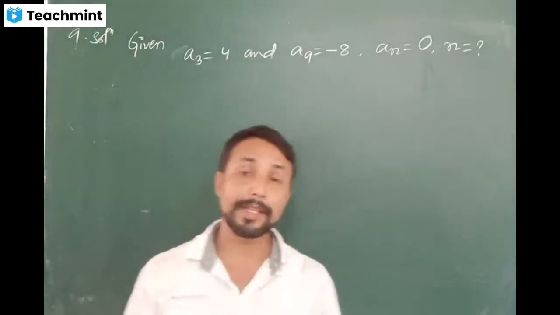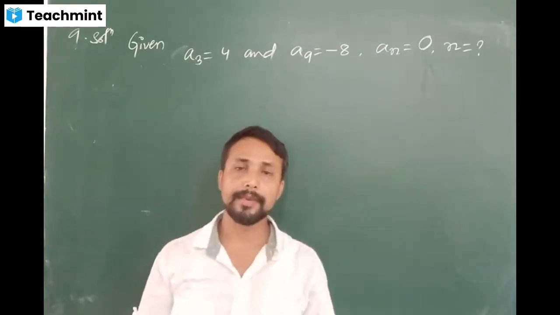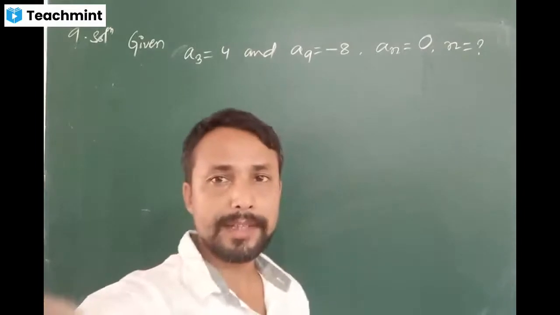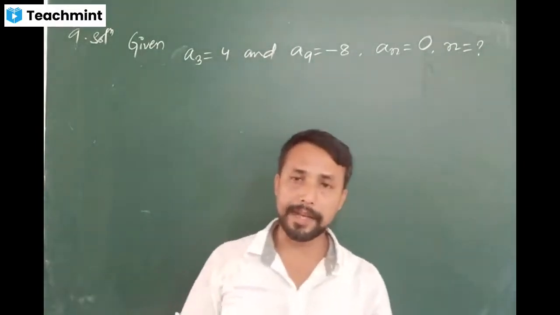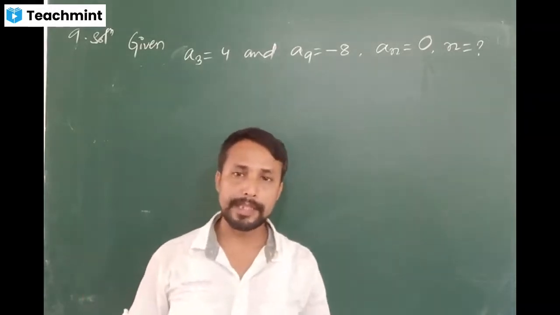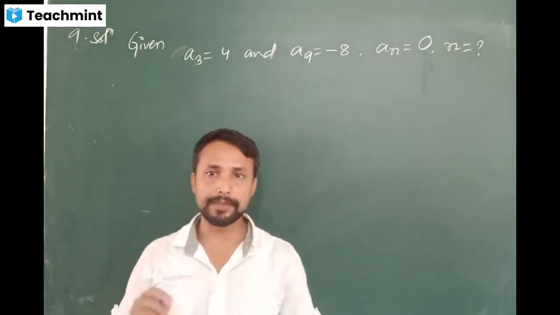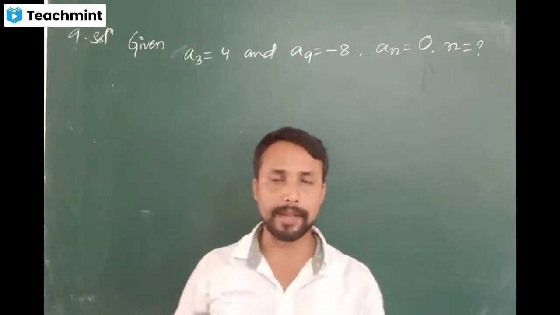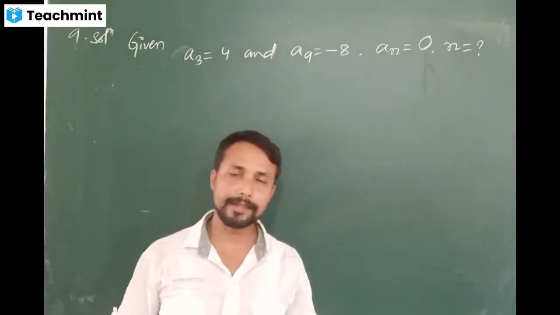The third term is 4 and the ninth term is minus 8. We have to find which term is 0. If the third term is 4 and the ninth term is minus 8, then which term is 0?